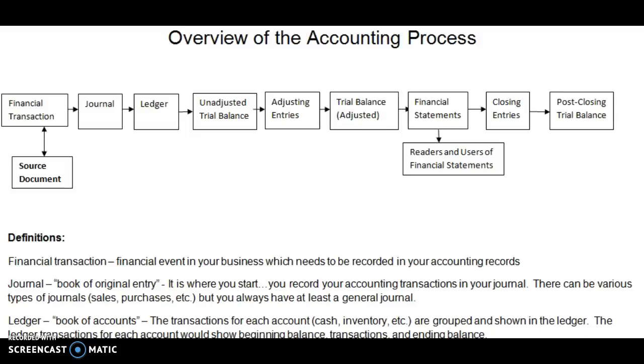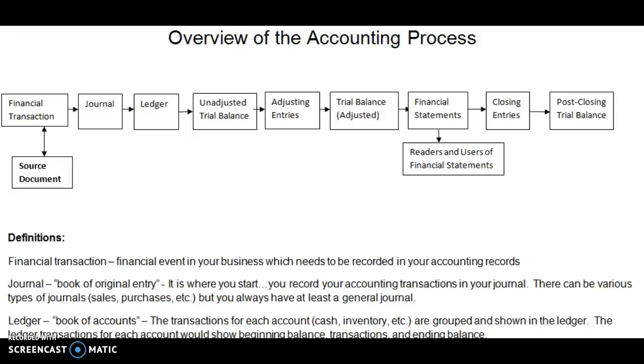With the overview of the accounting process, we go from the financial transaction to the journal to the ledger, unadjusted trial balance, adjusting entries, trial balance, financial statements, closing entries, and post-closing trial balance. Let's talk about it a minute and see what's going on.